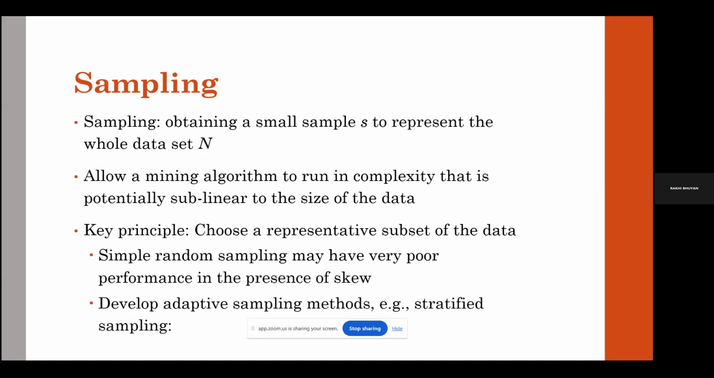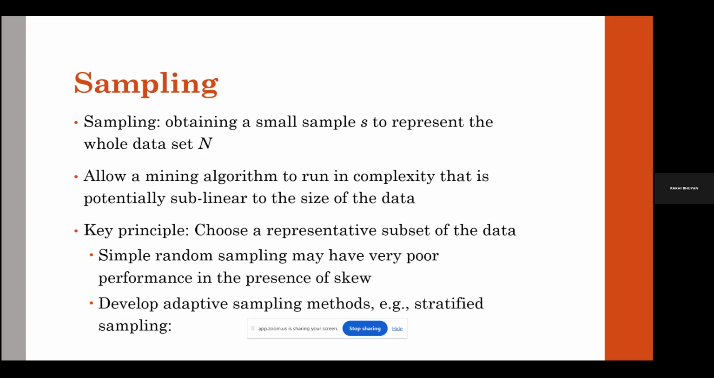Stratified sampling means the data is divided into groups, called strata, and samples are taken from each group proportionally. So this ensures all groups are fairly represented. Stratified sampling is useful when the data is skewed.